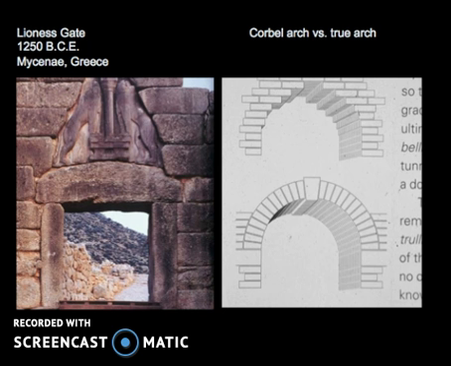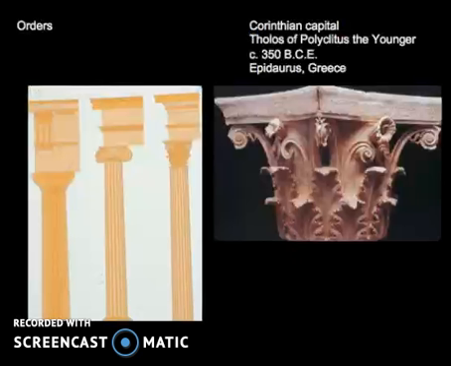The earlier corbel arch, which consists of courses of stone, each of which extends farther than the one below it. Second, the true arch, which consists of wedge-shaped stones, of which the center, or keystone, locks the system in place. Here we see three types, or orders, of columns.